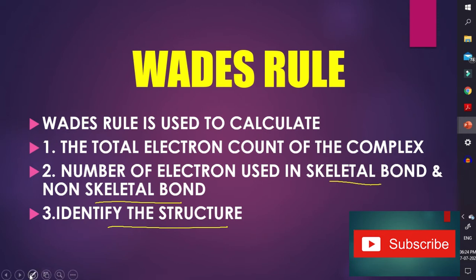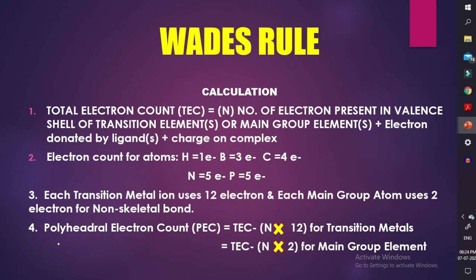Today at first we will discuss Wade's rule for the transition metals. For the transition metal or the main group clusters, the calculation for the structural determination or the electron count is similar. So at first we have to know the method of calculation. There is a total electron count, which is TEC. So how can TEC be calculated?